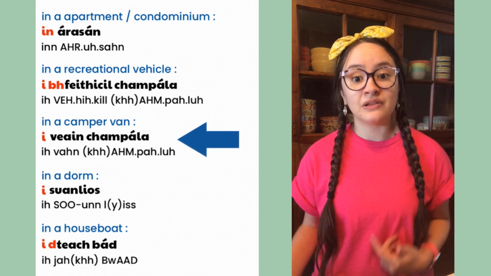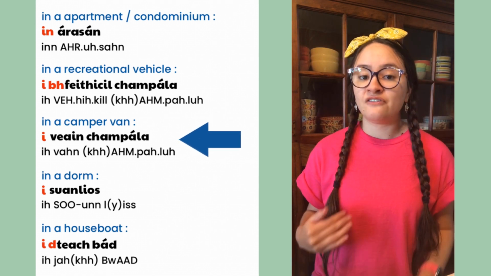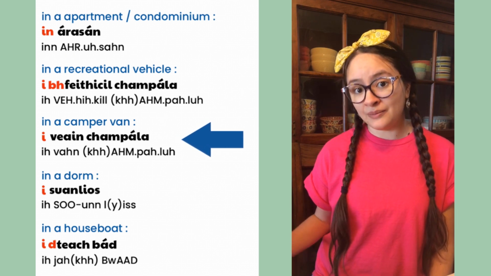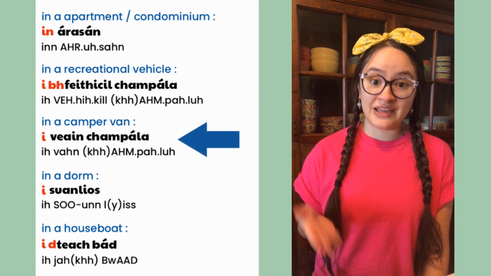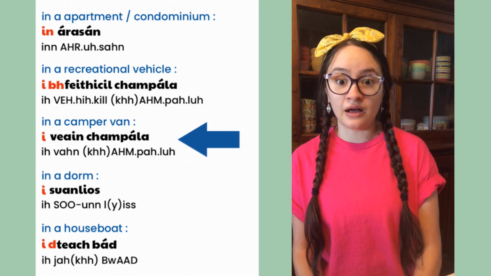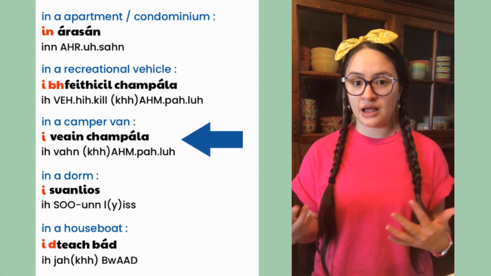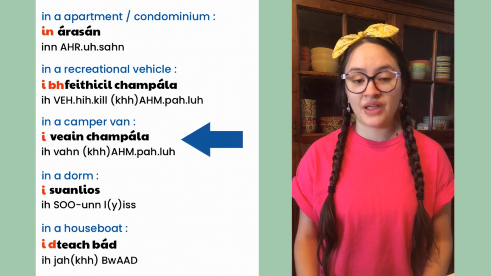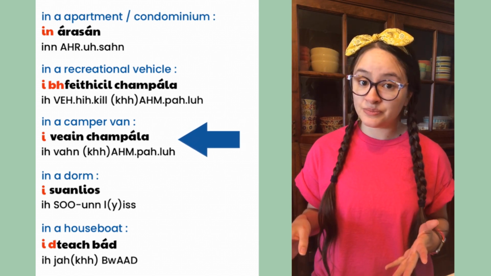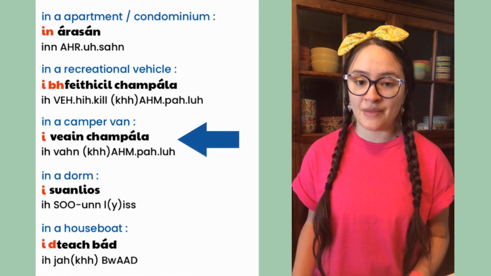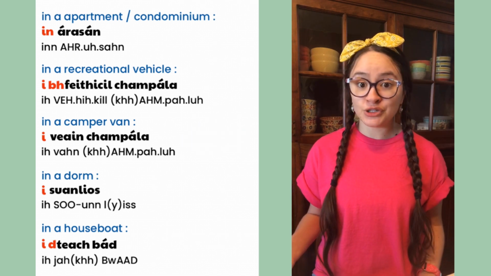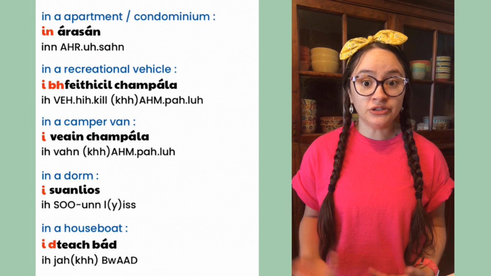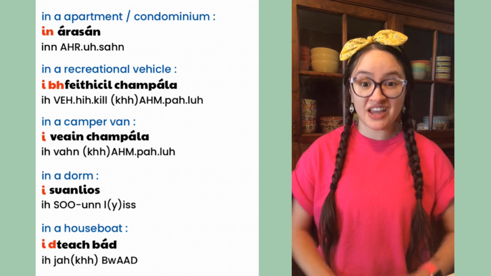So some people live in a camper van. Van hampala. Now, V is considered like a foreign letter. It's not in the Irish alphabet. And borrowed letters are never eclipsed, so it remains the same after I. Van hampala.